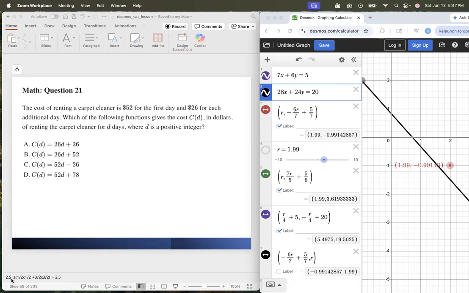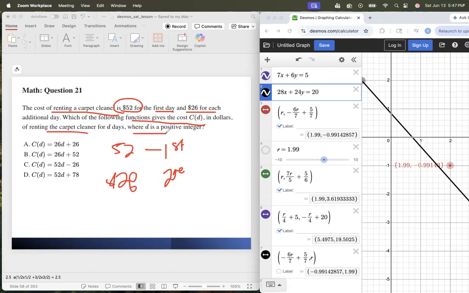21 is another trap. Be careful. The cost of renting a carpet is 52 the first day. So first day, you're going to pay $52. Then additional day, that's the second day, you're going to pay $26 in addition to what you already pay. Which of the following give the function C in dollars of renting a carpet? And then D is a positive integer.